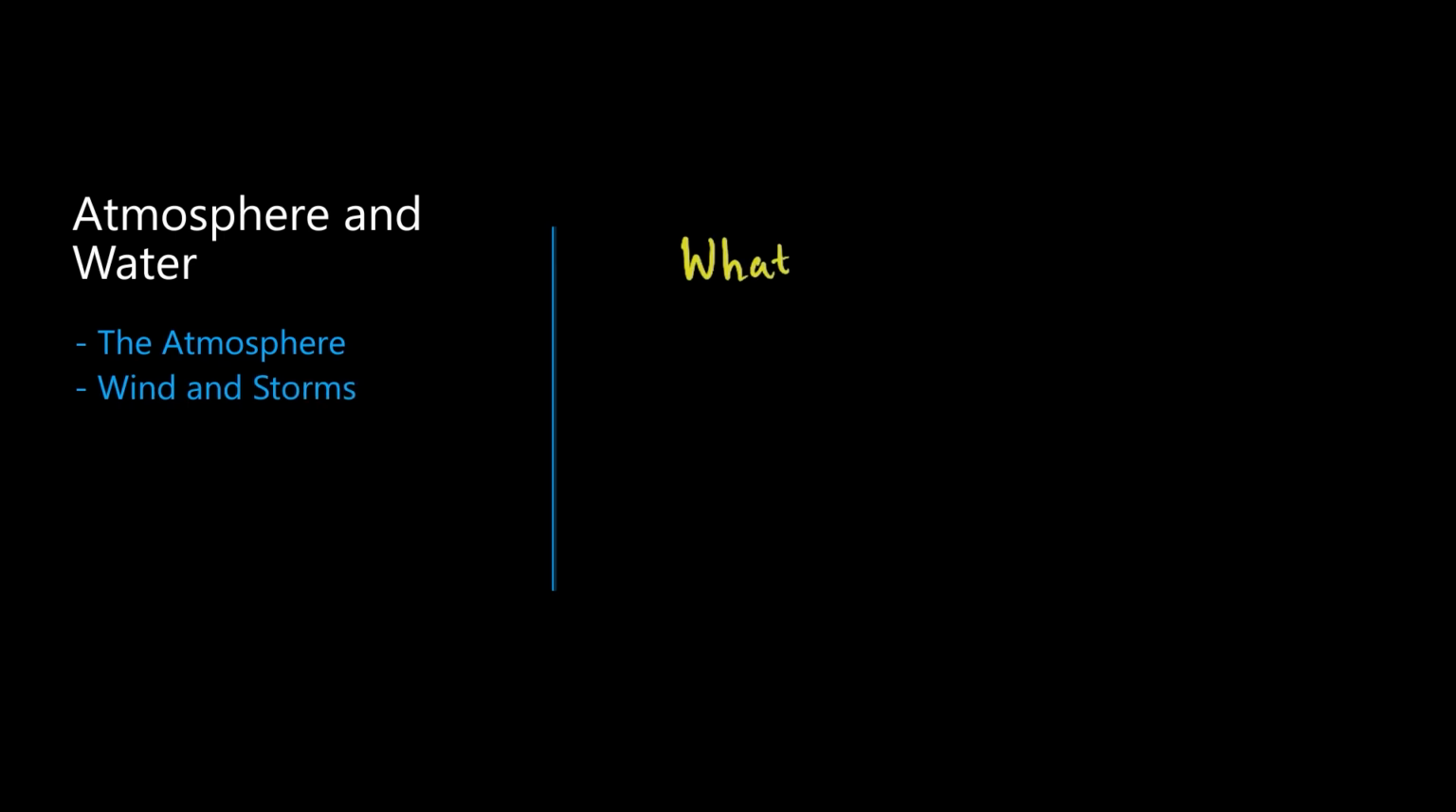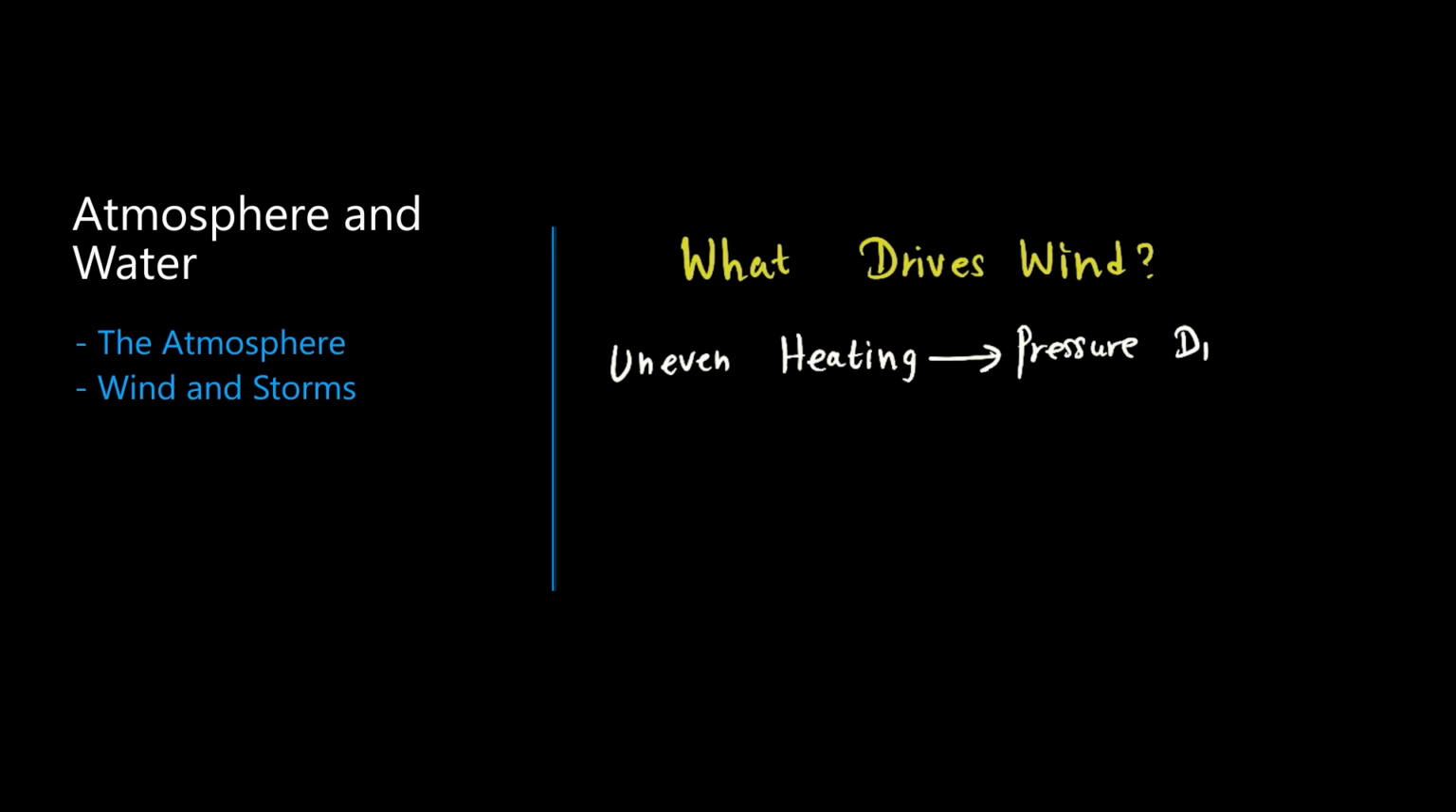Uneven heating of the Earth's surface by the sun creates differences in air pressure, which drives wind. Warm air is less dense and rises, creating areas of low pressure. Cool air is denser and sinks, creating areas of high pressure. Air flows from high pressure to low pressure, creating wind. On a global scale, this creates large convection cells.